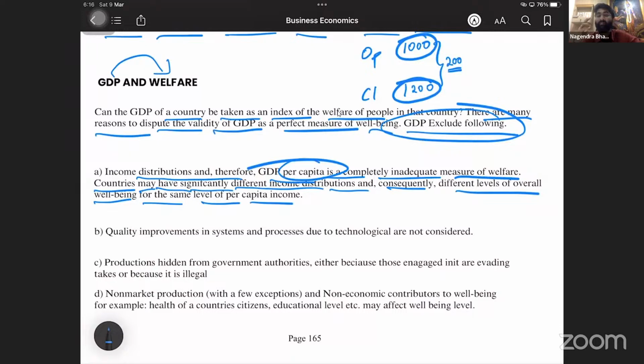Ambani's per capita income is equal to my per capita income, but we are not the same, no? So quality improvements in the system and process due to technology are not considered. So we are not considering technology anywhere. That is also wrong. Production hidden from the government authorities, for example smuggling. That is actually production which is hidden from the government. Illegal productions. Okay. Next, non-market productions and non-economic contributors.